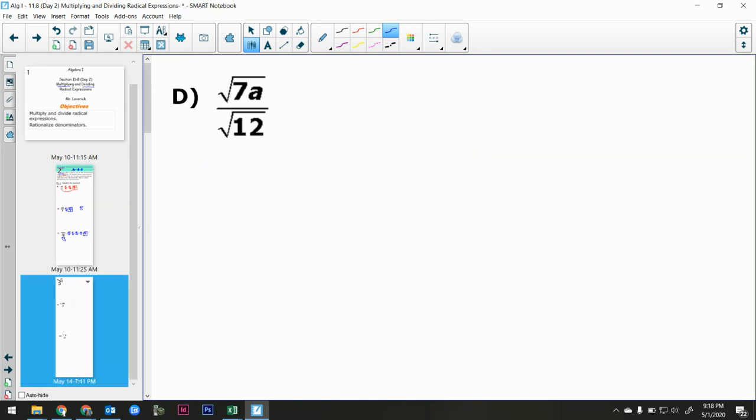Let's try another set. All right. Again, this is reducible. This is a 2 and a 6 and a 2 and a 3. So that can be broken down into, okay, I've got radical 7a. That does not reduce, but this is 2 radical 3.